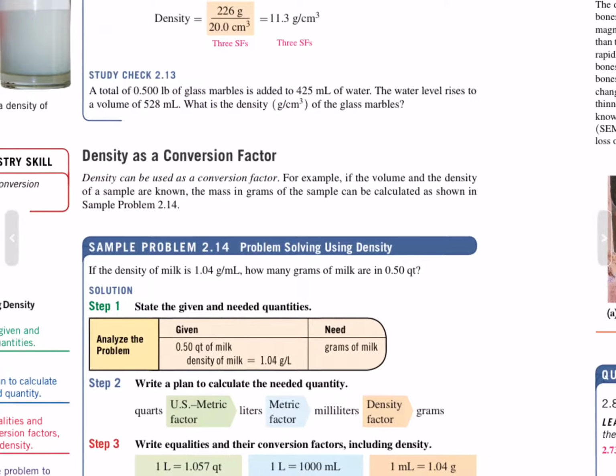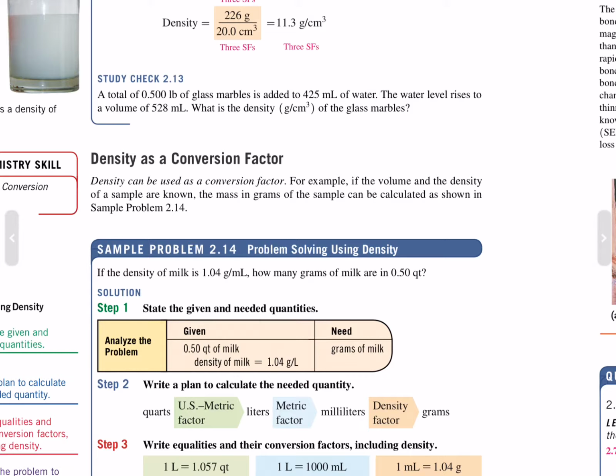Density as a conversion factor. Density can be used as a conversion factor. For example, if the volume and the density of a sample are known, the mass in grams of the sample can be calculated as shown in Sample 2.14.